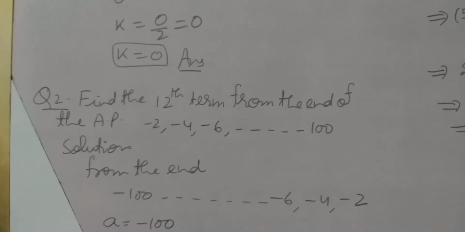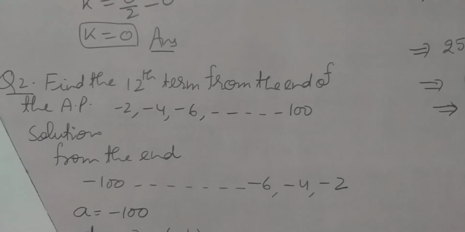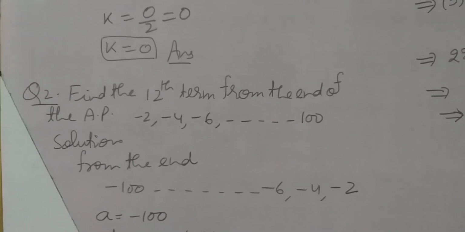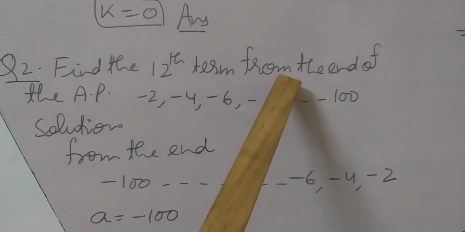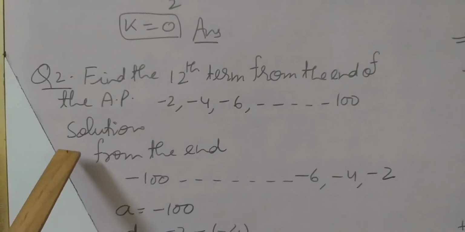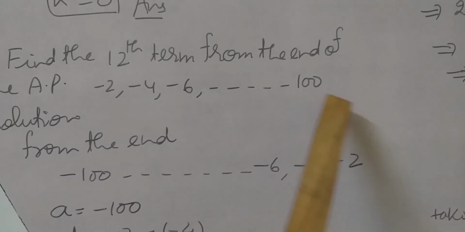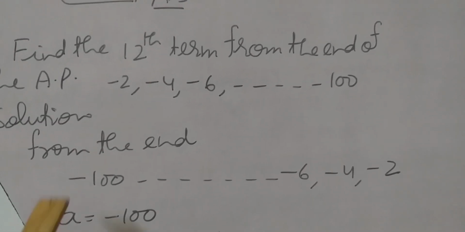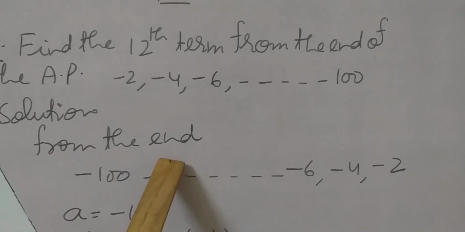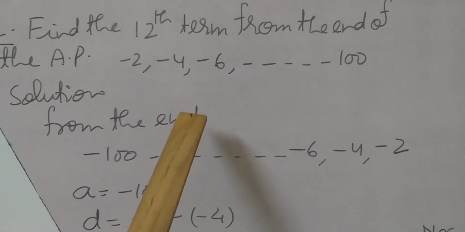Okay, students. Now, student, next kind of question. When the question asks about finding any term from the end of the AP. So you can see this question, find the 12th term from the end of the AP: minus 2, minus 4, minus 6, and the last term is given, minus 100. So student, what is the easiest method? From the end the question is asking, so we have to write the AP in reverse order.